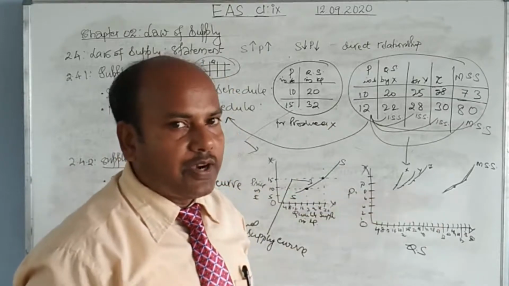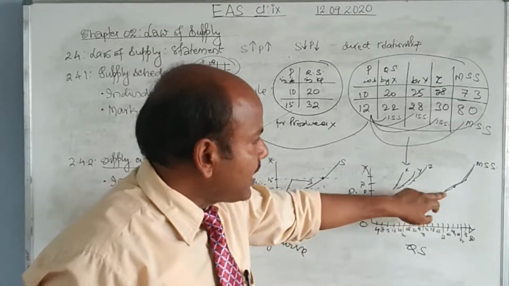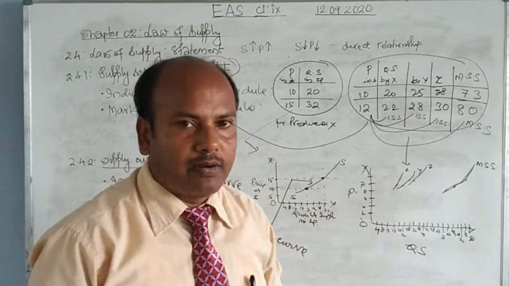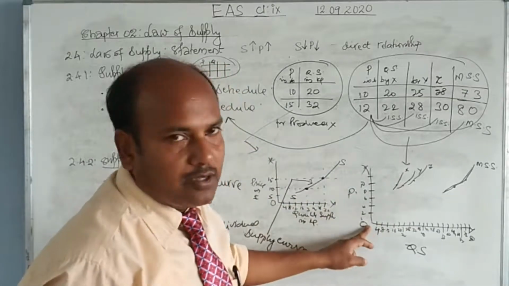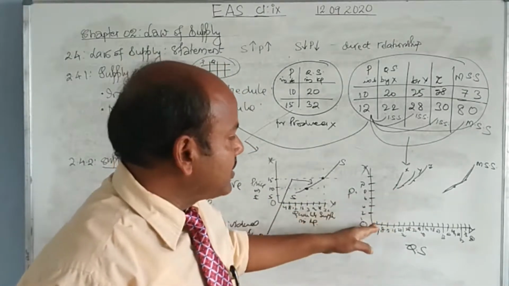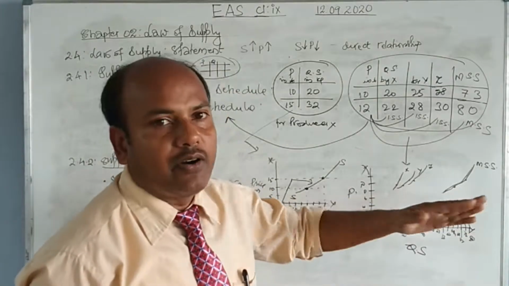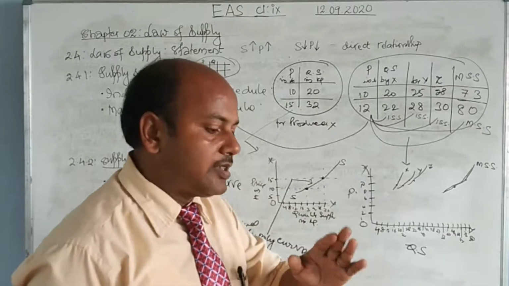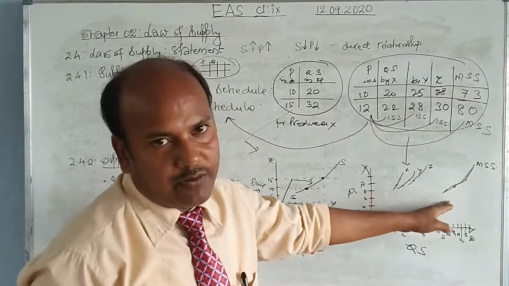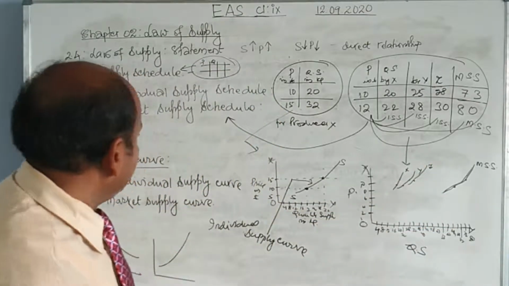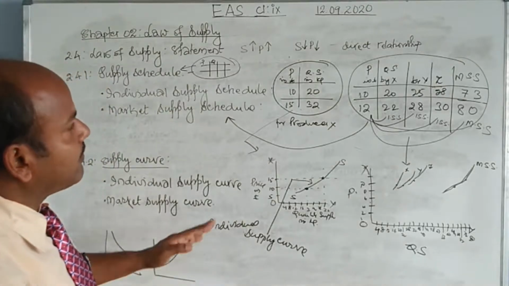Now, what is the difference? The market supply curve is always steeper and quite away from the origin. The individual supply curve is closer to the origin and is more slanting, and this is steeper. These are major differences which you should understand from this.